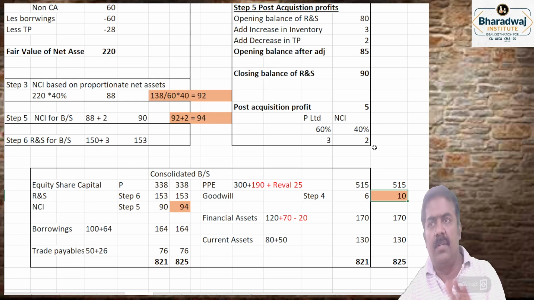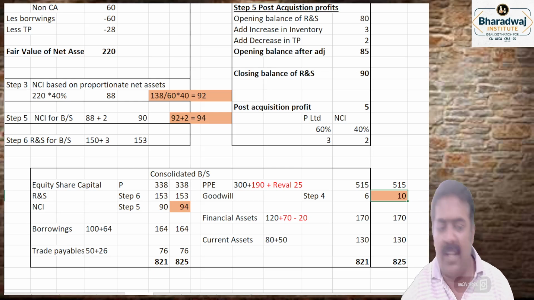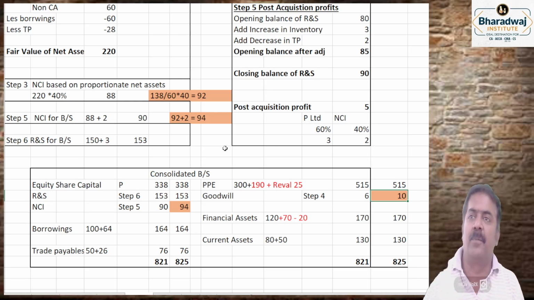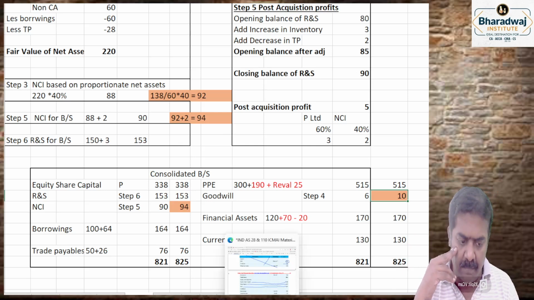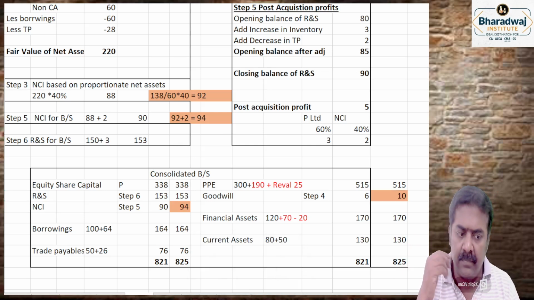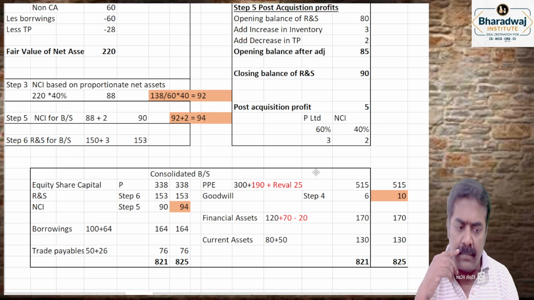Question number 4 is the same model, but they asked you to value the NCA based on proportion in net assets. Have you done this? Yes, sir. Shall we?